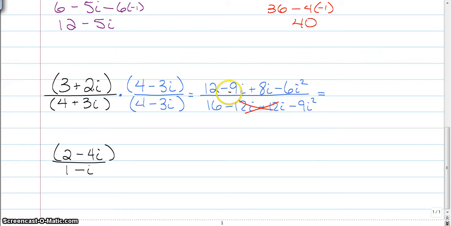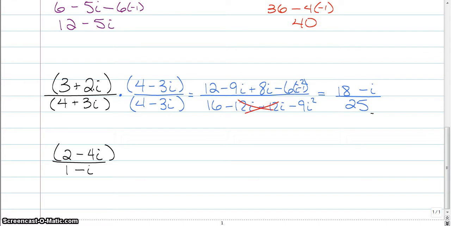So the top over here, we have a negative 9i and a positive 8i, so that's going to leave us with a minus i. And then we're going to have our 12, and then we have a negative 6, and this is a negative 1, so this is actually a positive 6, so this is 18 minus i all over 16, and this is going to end up turning into plus 9, so we have 25. Okay, that's that.